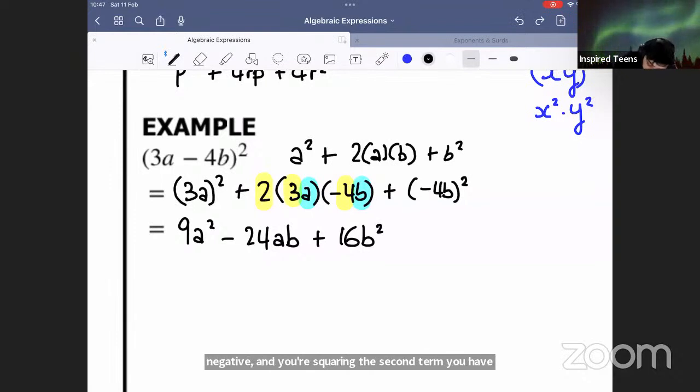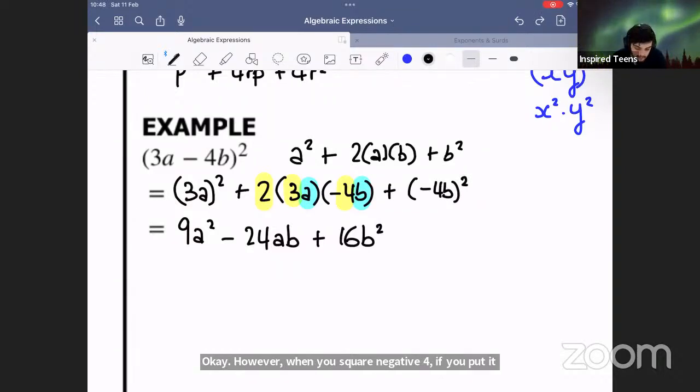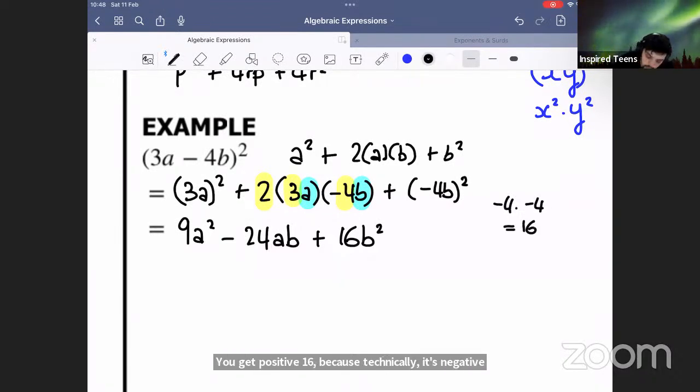However, when you square negative 4, if you put it in brackets in your calculator, open brackets negative 4 squared, you get a positive answer. You get positive 16 because technically it's negative times negative, which gives you a positive overall. So you get positive 16b squared.